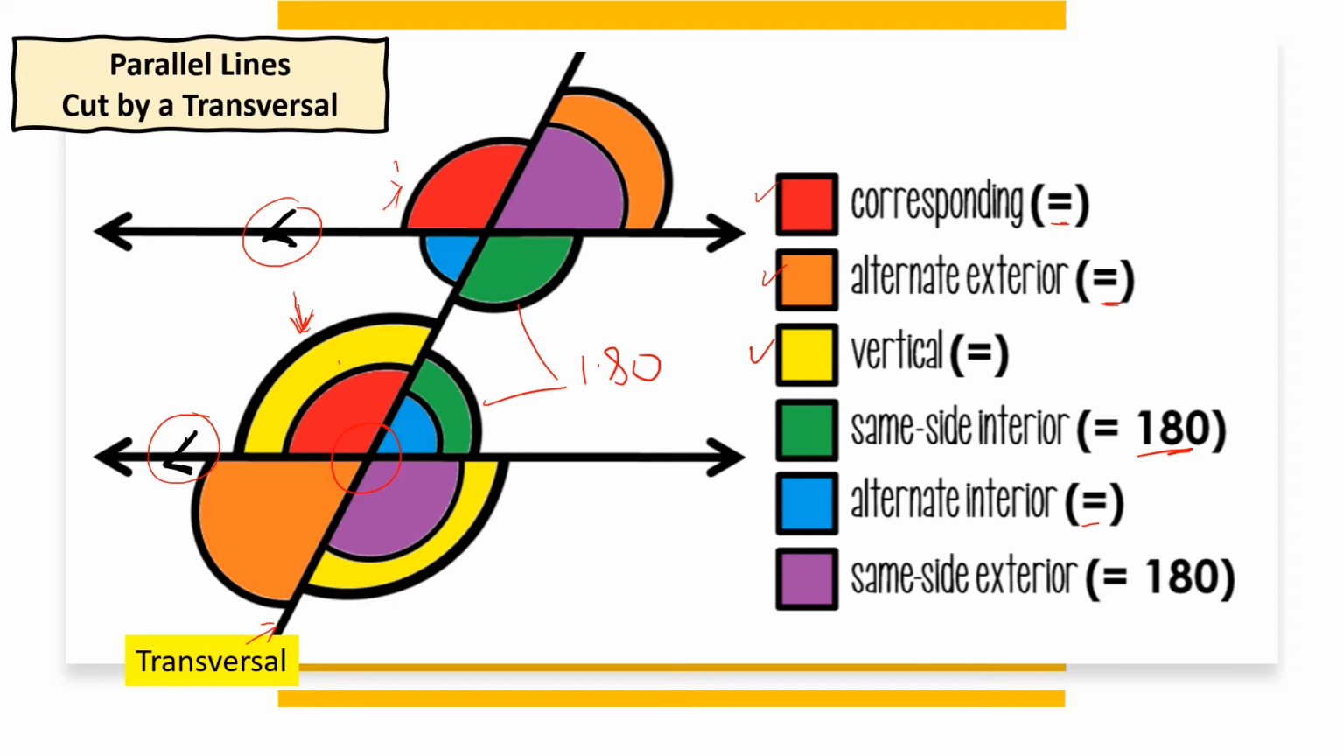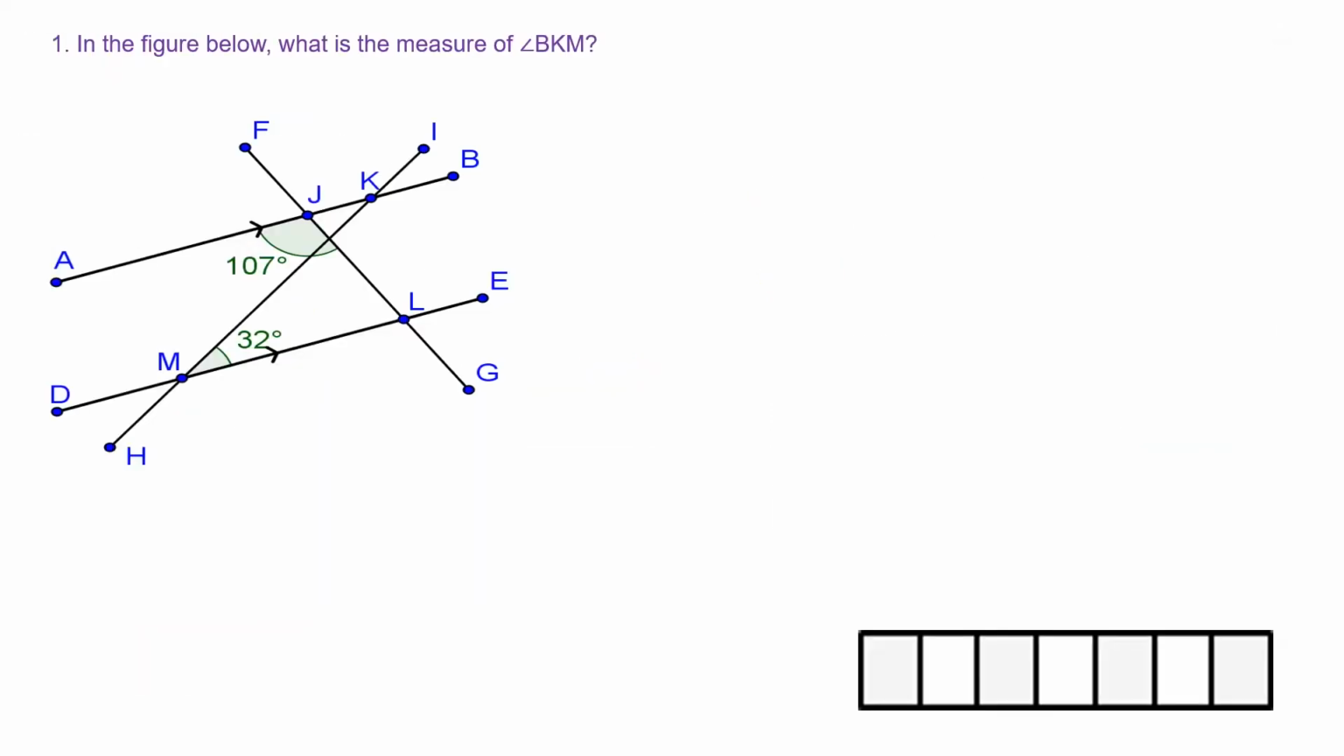If you need to, pause the video and review it a little bit more. Let's take a look at number one. It says, in the figure below, what is the measure of angle BKM? So angle BKM is right here. Let's locate the angle first, and let's analyze this figure here. Line segments AB and DE are parallel, and I know that because I have these parallel line marks here. And HI would be the transversal, so they intersect those two lines.